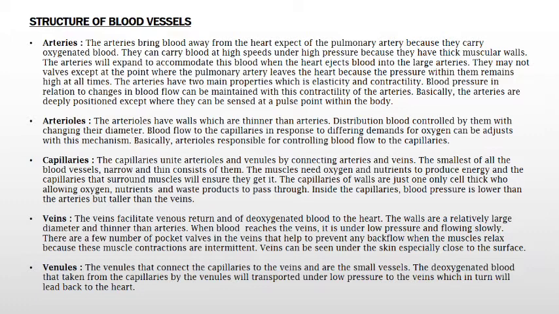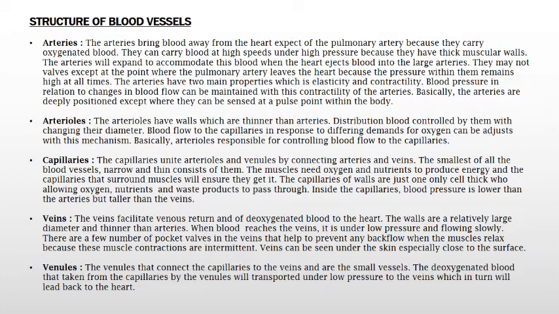The capillaries unite arterioles and venules by connecting arteries and veins. They are the smallest of all the blood vessels, narrow and thin. The muscle needs oxygen and nutrients to produce energy, and the capillaries that surround muscle will ensure they get it. The wall of a capillary is just one cell thick, which allows oxygen, nutrients, and waste products to pass through. Inside the capillaries, blood pressure is lower than in the arteries but higher than in the veins.